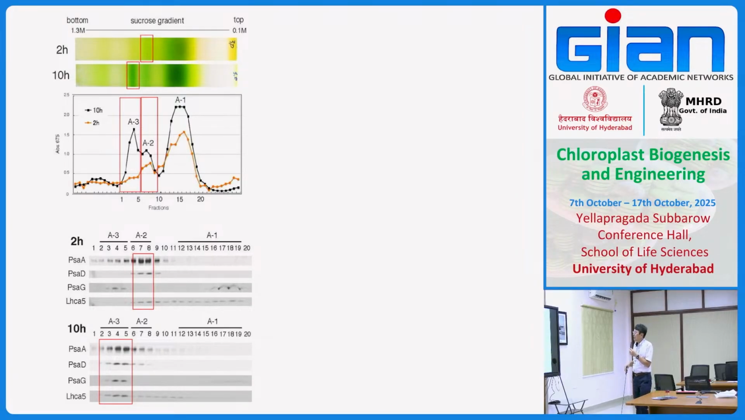And then you can see what? This one we named A1. This is the light harvesting complexes. And the A2 band is the photosystem 2 core complexes, and also photosystem 1 core complexes are present. And here, the A3 band is the photosystem 1 core complex associated with light harvesting complex 1. We call it the PS1-LHC1 supercomplex.